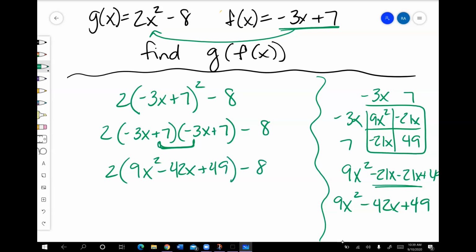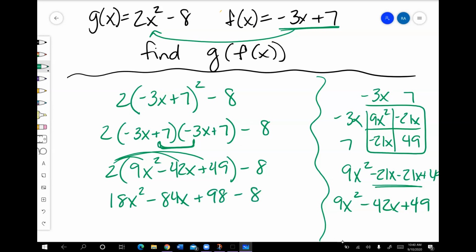Do you see that I handled the multiplying before I handled the distribution? Okay? It's kind of like handling what's inside your parentheses first and then distribute. Okay? You will distribute after you pull your stuff out. Okay? Now I can distribute that 2 and get 18x squared minus 84x plus 98, and then bring down your minus 8.